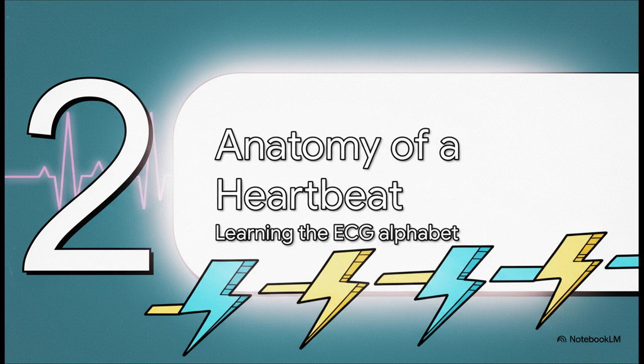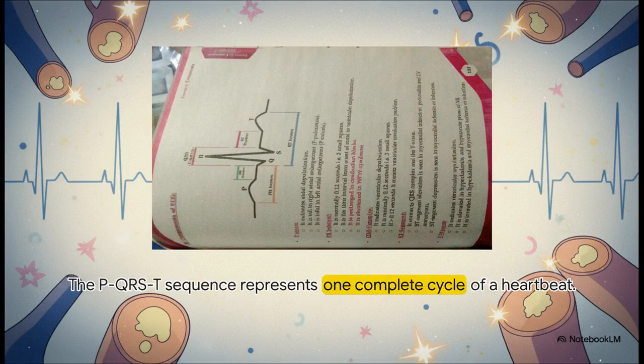Okay, so now that we know what we're looking at, let's learn the basic alphabet. Because every single heartbeat creates this signature pattern that we can break down into simple parts. And this is it. This is the whole thing right here. The PQRST sequence, this little pattern, is the fundamental building block of every ECG. It tells the complete story of one single beat, from the top chambers squeezing to the bottom chambers doing the heavy lifting, and then everything resetting for the next round. Let's break it down piece by piece.